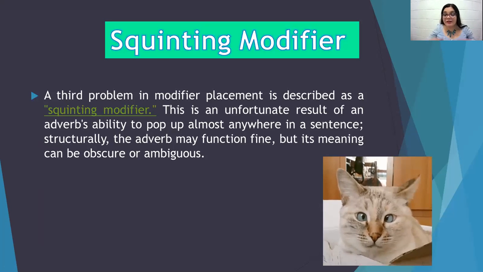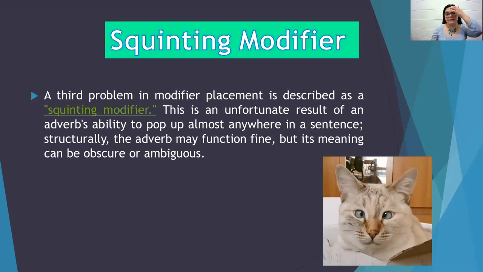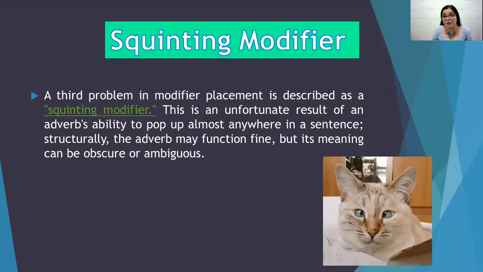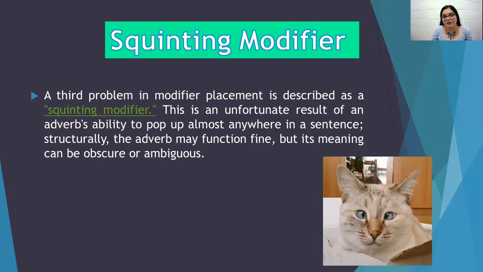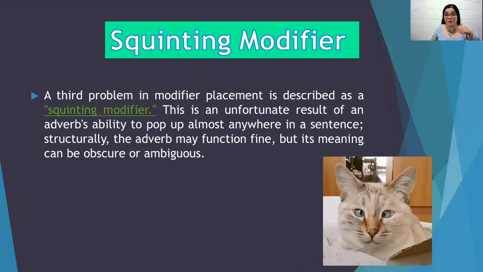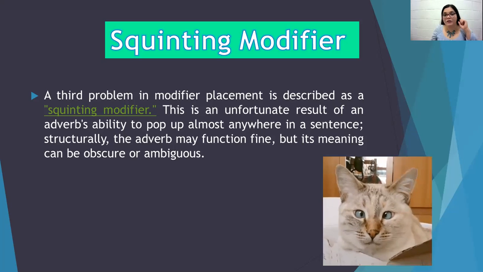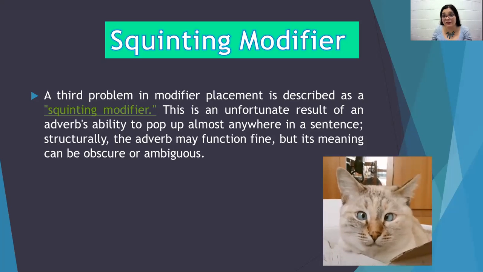And now a third problem can be squinting modifiers, the third modifier that we are going to study in this video. A third problem in modifier placement is described as the squinting modifier. This is an unfortunate result of an adverb's ability to pop up almost anywhere in a sentence. Structurally, the adverb may function fine, so grammatically it may be okay, but the meaning can be obscure and ambiguous. And remember the topic we studied previously last week. We cannot have sentences that are illogical or awkward because our reader gets confused or may take one or two ideas from the same sentence, and that is not effective.